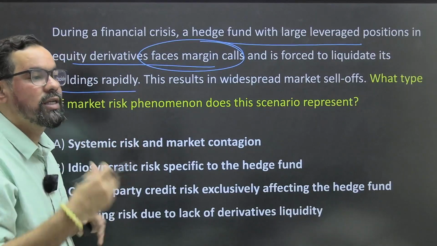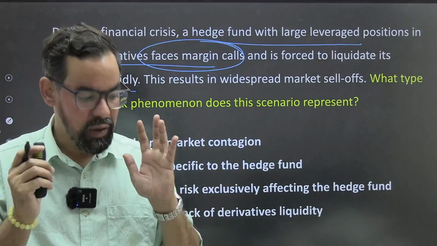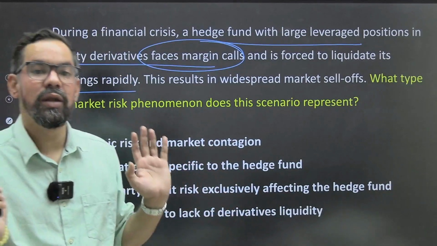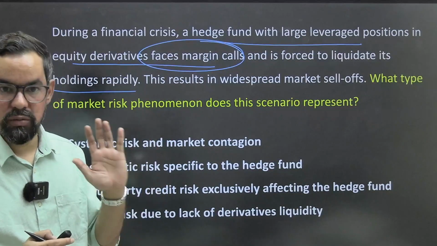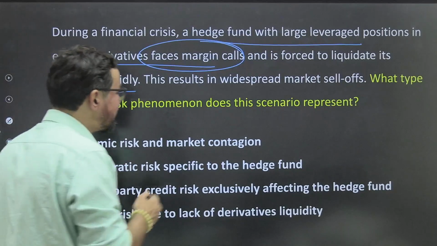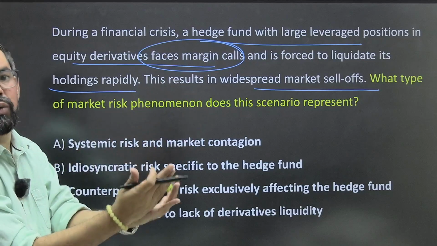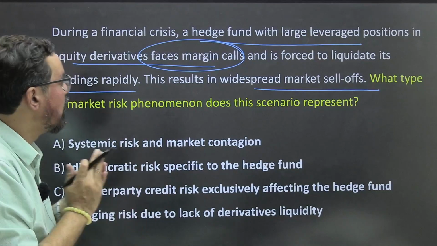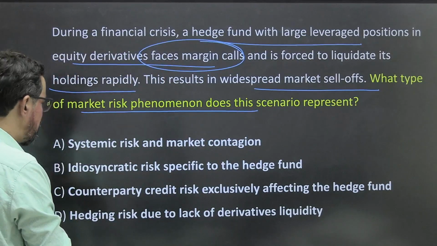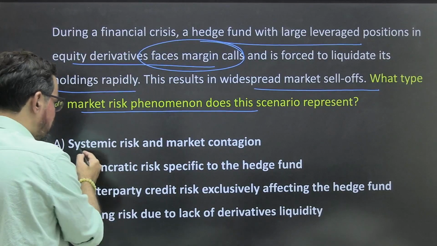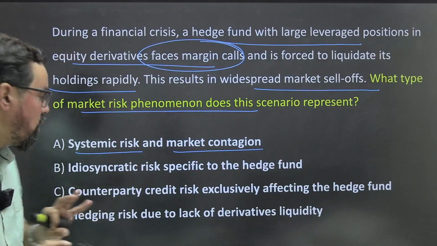Now the condition there is that the price can go down further in the coming time. So first you have to deposit the margin, and it is advised by the broker that you should exit from this particular position because there are high chances of worsening adverse market movement. This results in a widespread market sell-off. Now, if it is entire market-wide, it can create a systemic risk. Which type of market risk phenomenon does the scenario represent? Systemic risk and market contagion. Option A is the only correct answer.